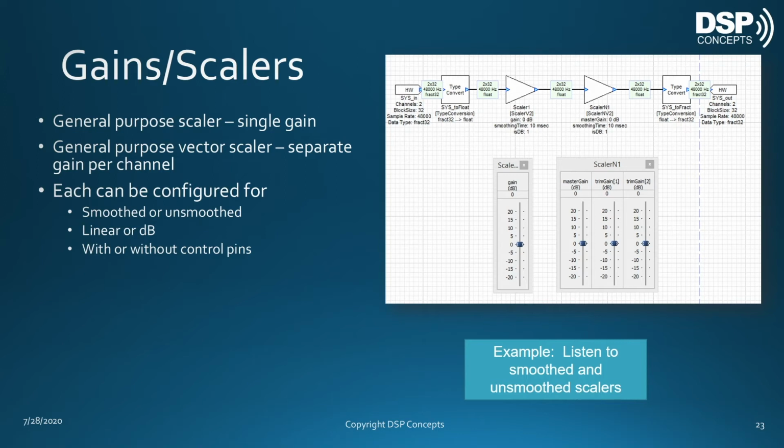On the right, you can see an example of the scalar module inspector. That's on the left. So there's a single gain applied in this case to both channels. On the right is the vector scalar. And now you can see there's multiple sliders. There's a master gain which is applied to all the channels. And then there's individual trim gains per channel.